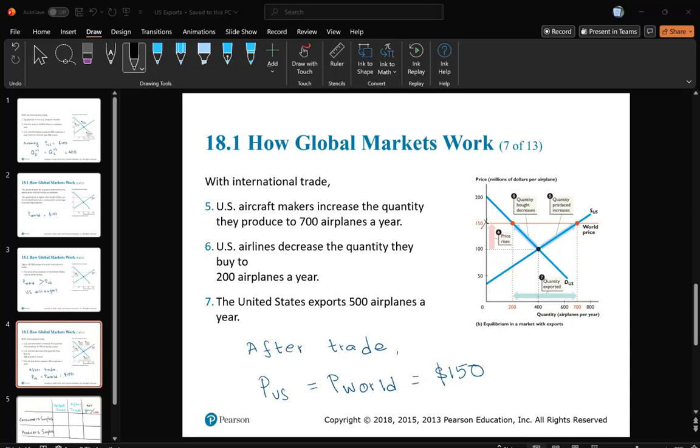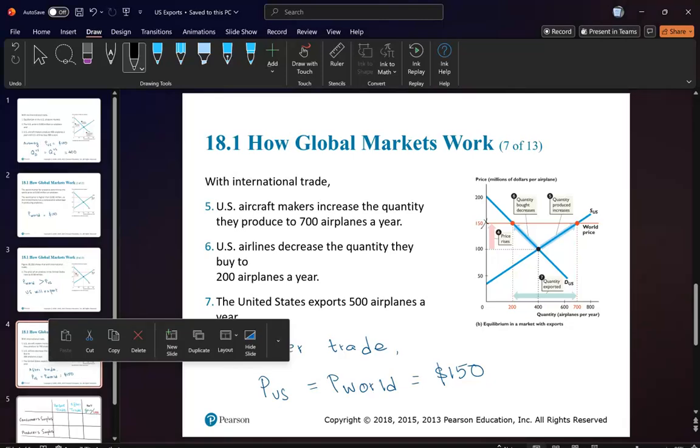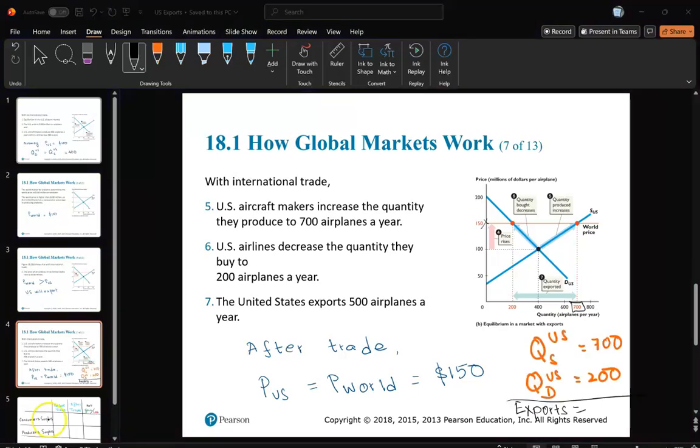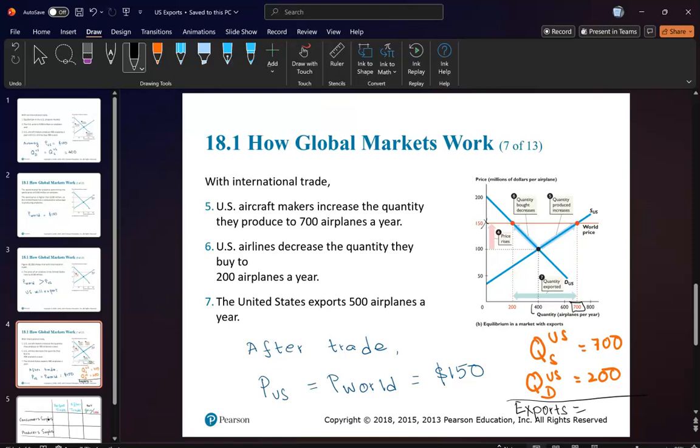After trade, the price in the US will go up to the world price of $150. Looks like the new US supply is equal to 700 units and the new US demand is equal to 200 units. This means the US producers are producing 700 units, but US consumers only want to purchase 200 units. This is the excess amount that the US will export, which is equal to 500 units.